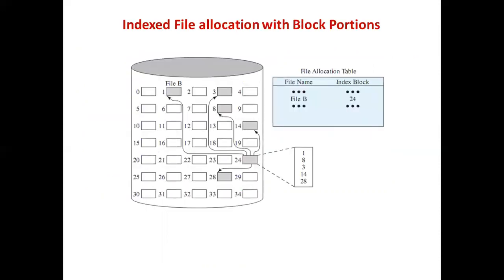See this diagram. This is index file allocation with block portions. Here for file B, the 5 blocks 1, 8, 3, 14 and 28 are allocated. Index block is 24, in which the address of all these 5 blocks are stored.